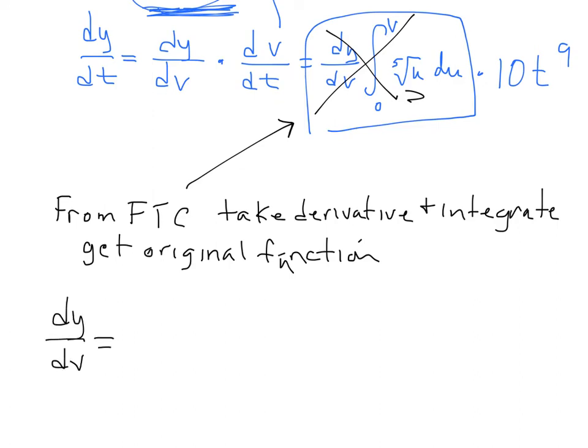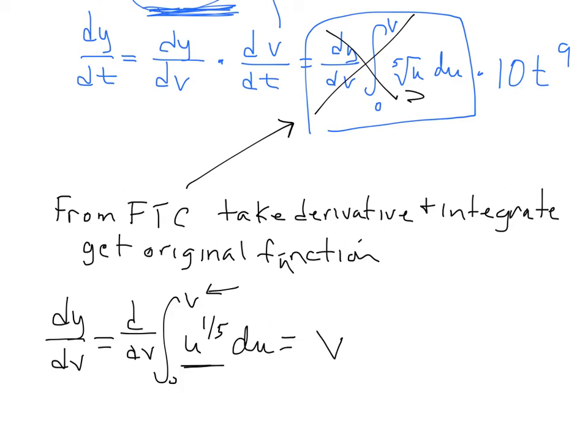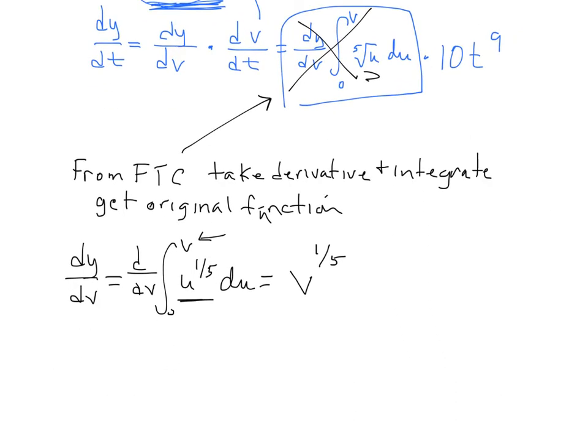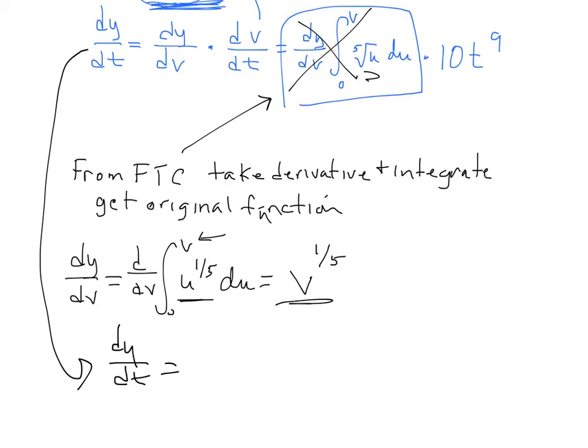dy dv equals this derivative, of the integral, let's write u to the 1/5 again, du. And so if I get my function back, I just get u to the 1/5. But I've put this in terms of v, so it's actually v to the 1/5 minus 0 to the 1/5, so that'd just be 0. So going back from up there, dy dt equals this derivative that we just found, v to the 1/5 times that derivative, 10t to the ninth.